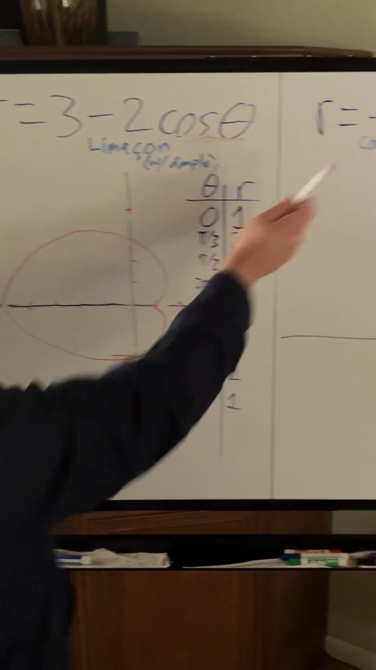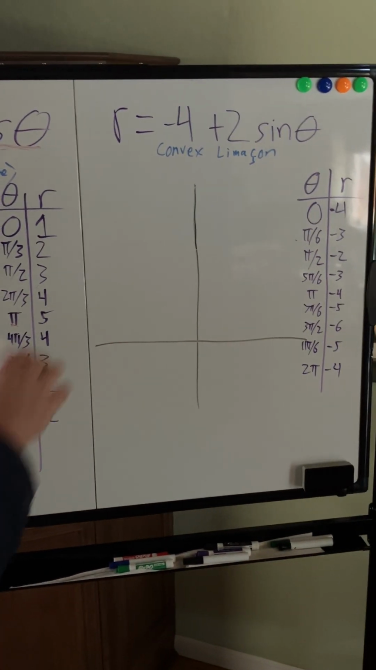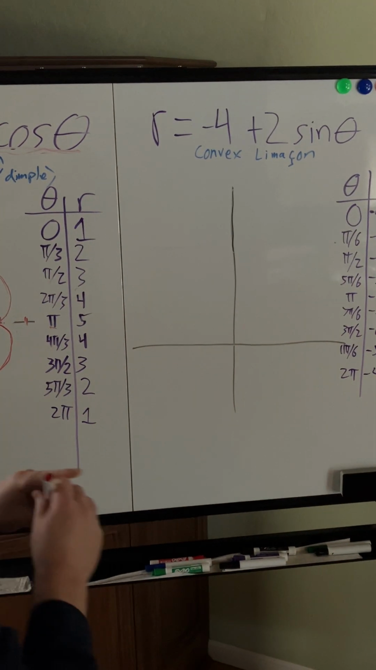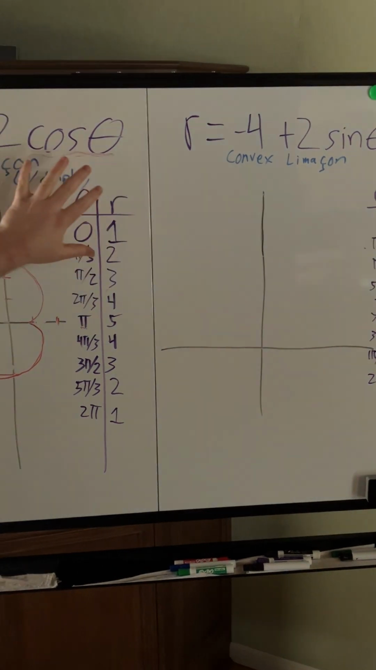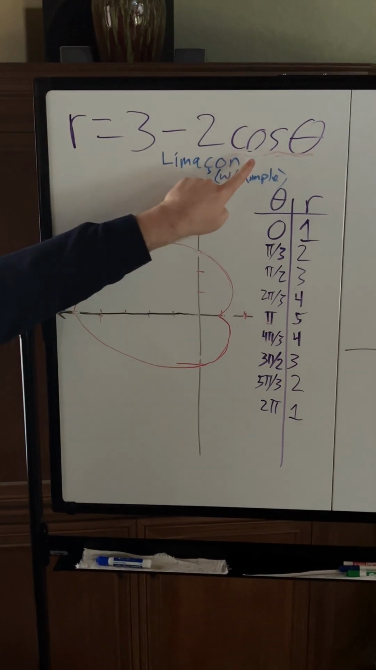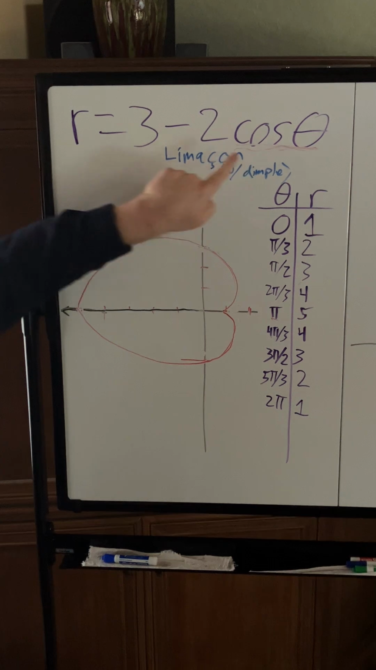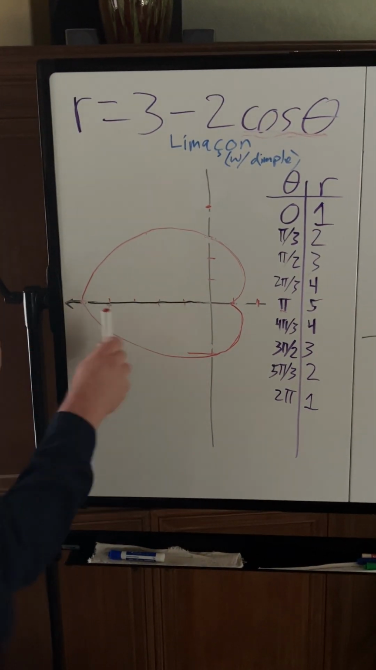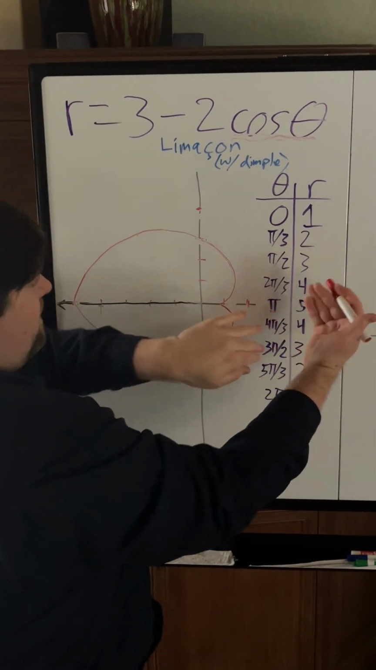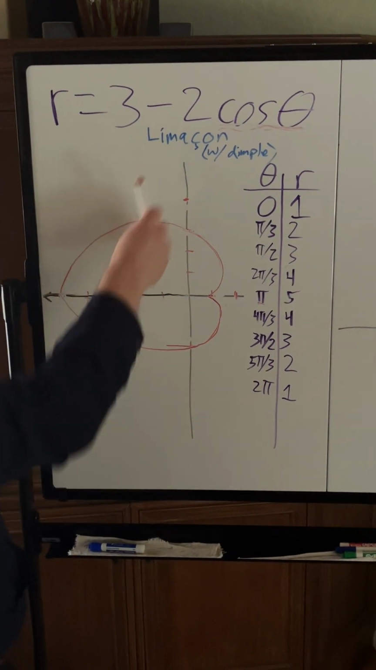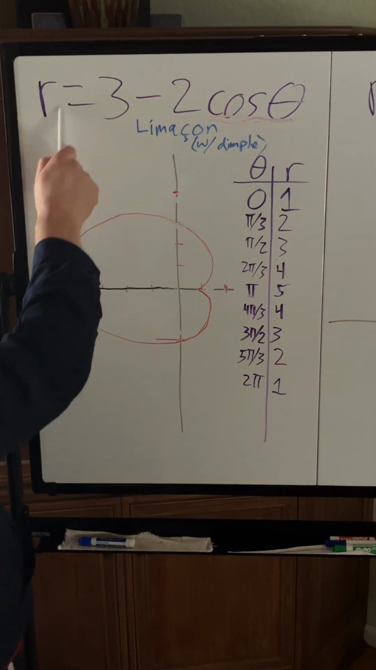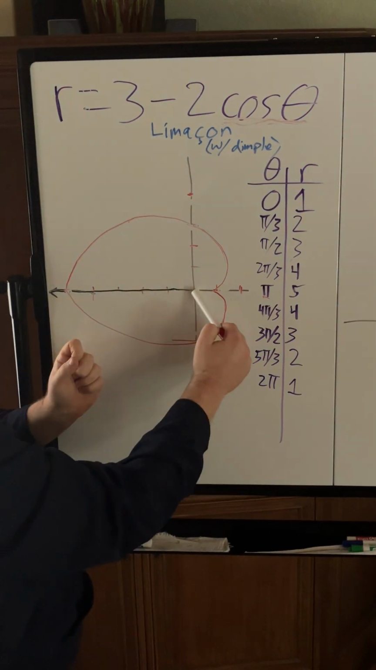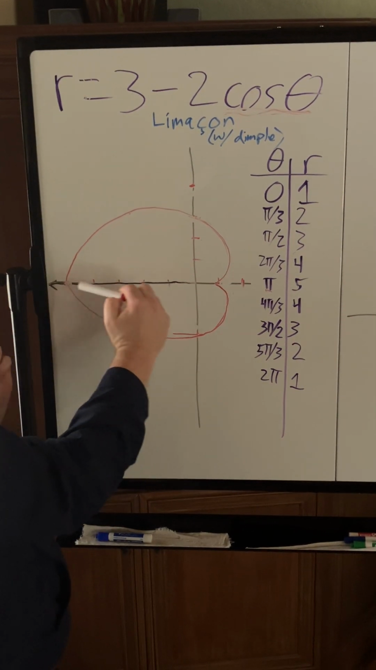Let's look at one more. Let's say we have 4 plus 2 sine theta. Now, I can already tell how this is going to be oriented. Let's look back at the previous one for a quick second. Because it was a cosine graph, it's a plus or minus b cosine theta, so it's going to be oriented in either the positive or negative x direction. And in this case, because I'm going to get my largest r value when theta is pi, that's here, I know it's oriented this way.